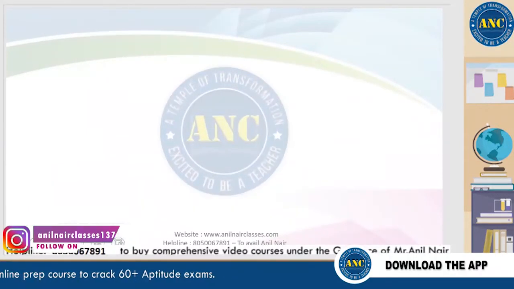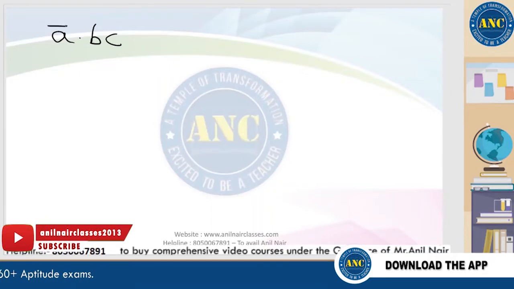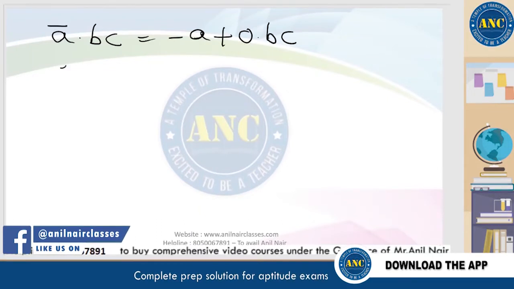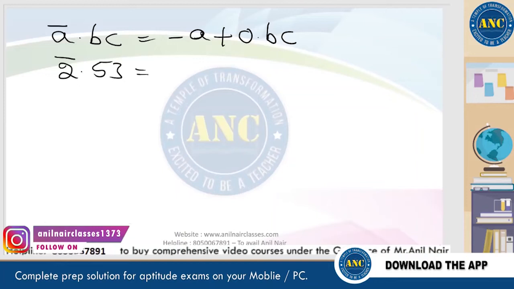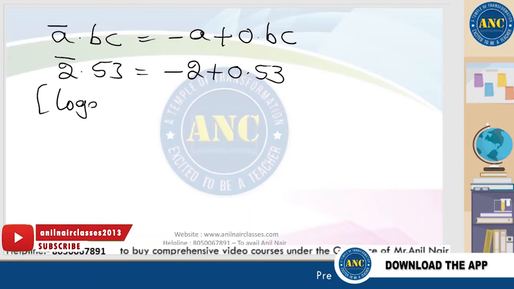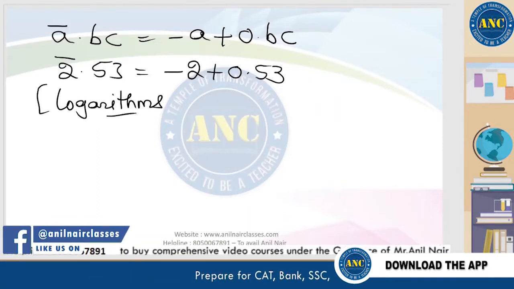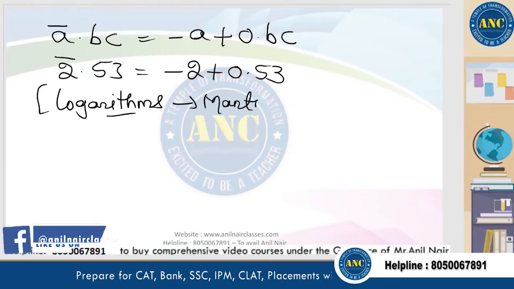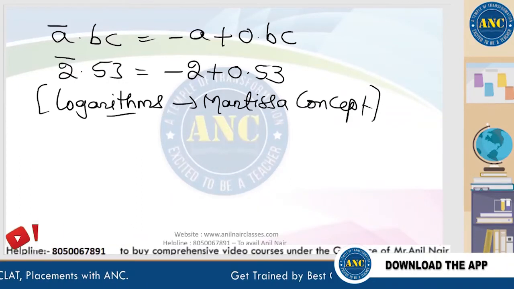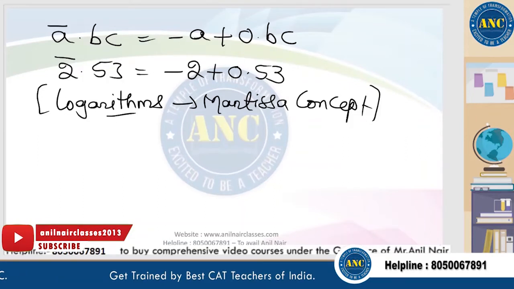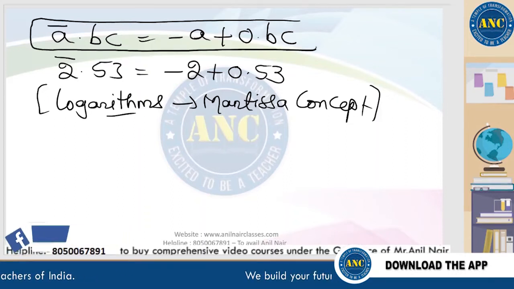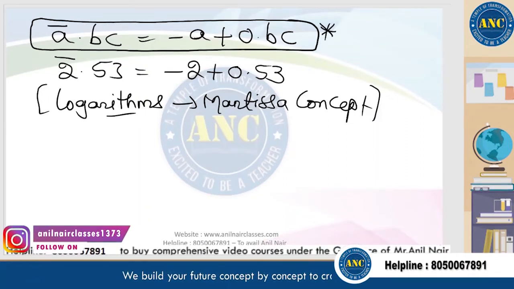Another important observation. Left of the dot, if there is a bar, it is nothing but minus A plus 0.BC. Suppose 2 bar dot 53, which is nothing but minus 2 plus 0.53. This I will discuss in detail in the logarithm chapter when I discuss the mantissa concept. A bar can also be there to the left of the dot. A bar dot BC is minus A plus 0.BC.